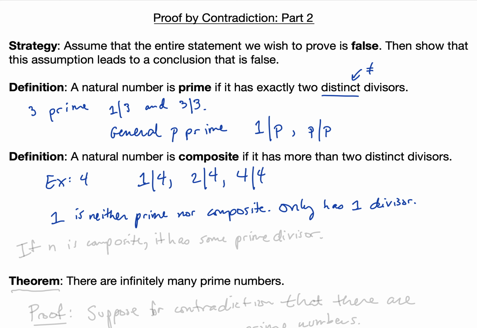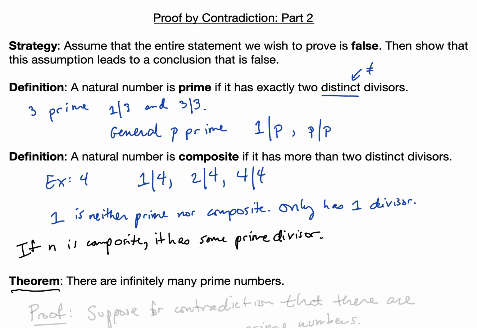One thing to notice here is that if n is composite, it must have more than two distinct divisors, and at least one of its divisors must be a prime number. So if n is composite, it has some prime divisor, because if not, we could break it down, and eventually we will come down to a divisor that has at most two distinct divisors itself, some divisor that is prime. So we now want to prove a theorem.